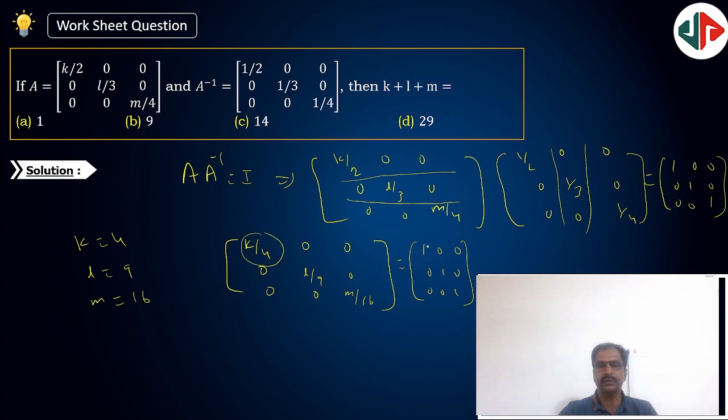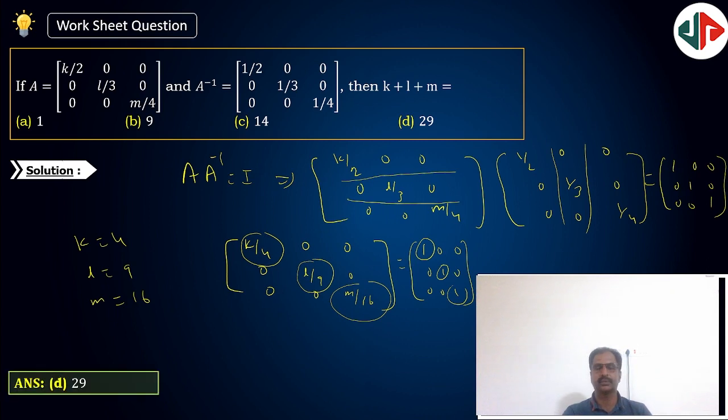K by 4 should be equated to 1, L by 9 to 1, M by 16 to 1. So K plus L plus M is equal to 9. Option B is the correct answer.